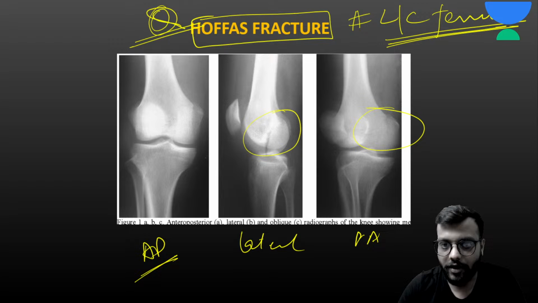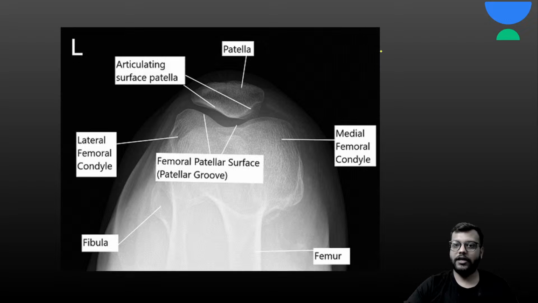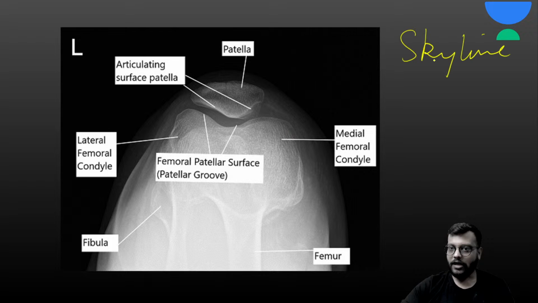Okay, now we'll come to the fracture of patella. Here you can see, for patella you have a different kind of view, which is called the skyline view. Okay, skyline view. And if someone asks you what this is, it is a PA view. Okay, skyline view is a PA view.